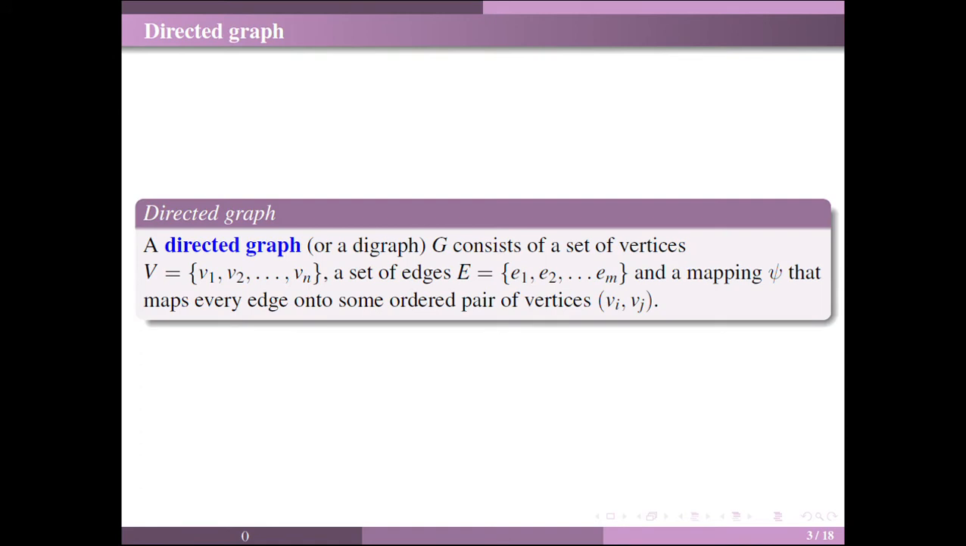We first recollect the definition of a directed graph. A directed graph, or simply called a digraph, G, consists of a set of vertices V equal to V1, V2, etc. Vn, and a set of edges capital E equal to E1, E2, etc. Em, and a mapping psi that maps every edge onto some ordered pair of vertices Vi, Vj.